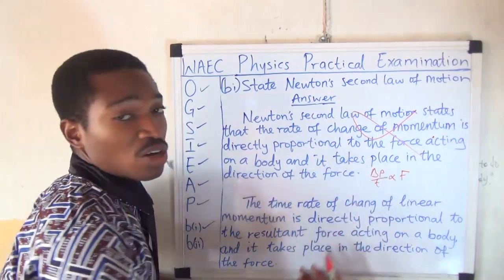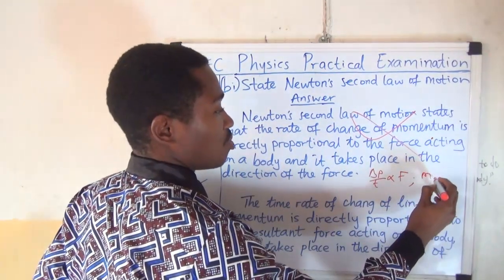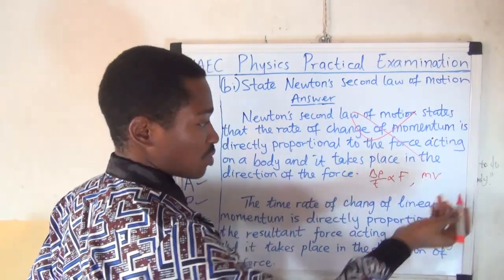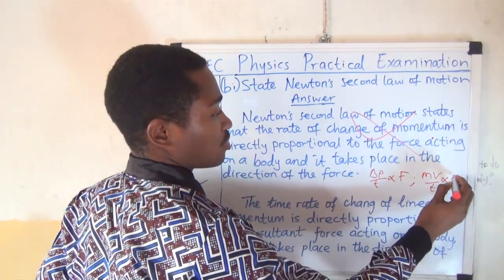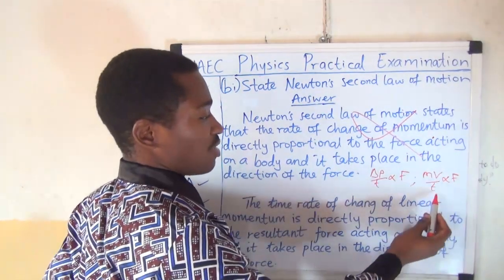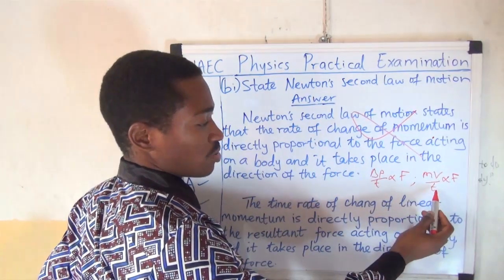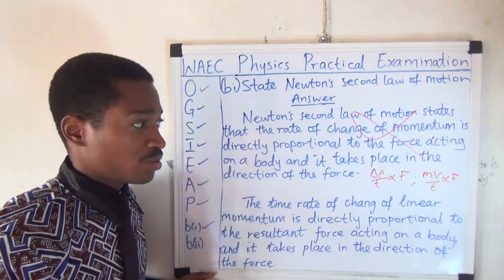Why is this the correct one? Because, you know, momentum is mass multiplied by velocity. So change in mass multiplied by velocity, divided by time, is proportional to force. And it's true, because V over T is acceleration. So this is MA, mass and acceleration, is equal to force.